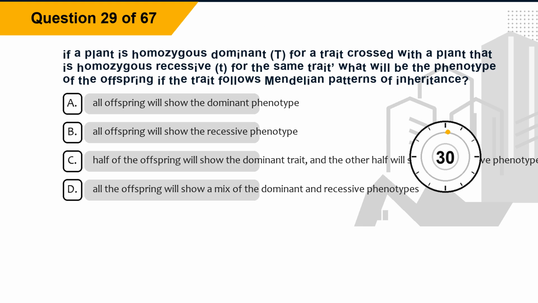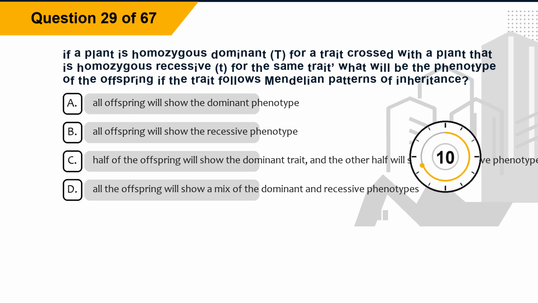Question 29. If a plant is homozygous dominant, TT, for a trait crossed with a plant that is homozygous recessive, tt, for the same trait, what will be the phenotype of the offspring if the trait follows Mendelian patterns of inheritance? Option A, all offspring will show the dominant phenotype. Option B, all offspring will show the recessive phenotype.